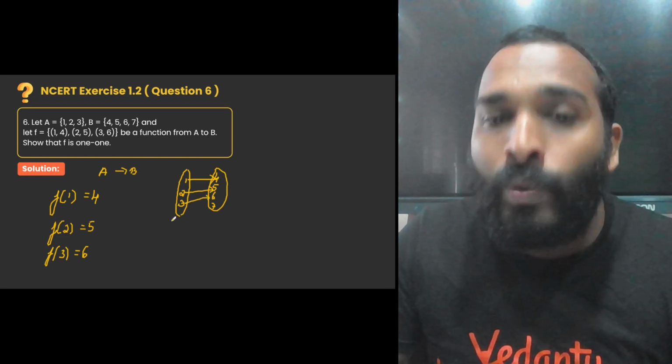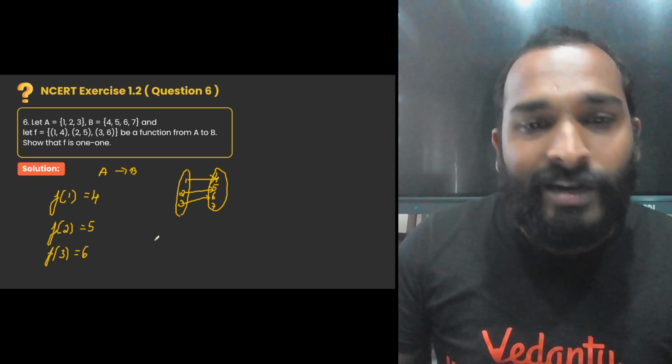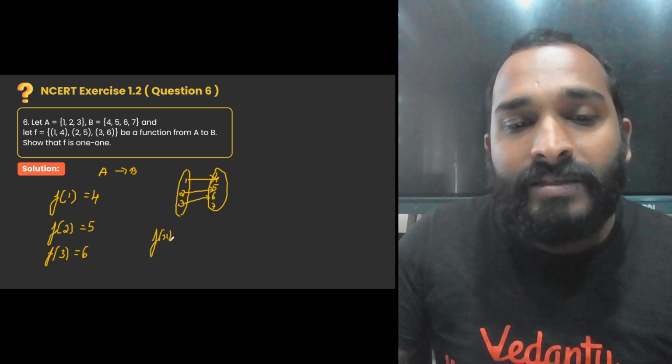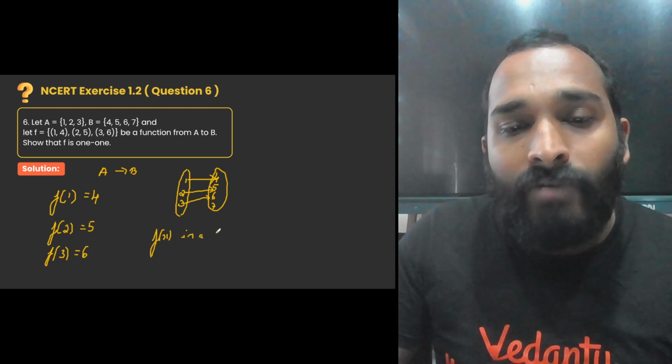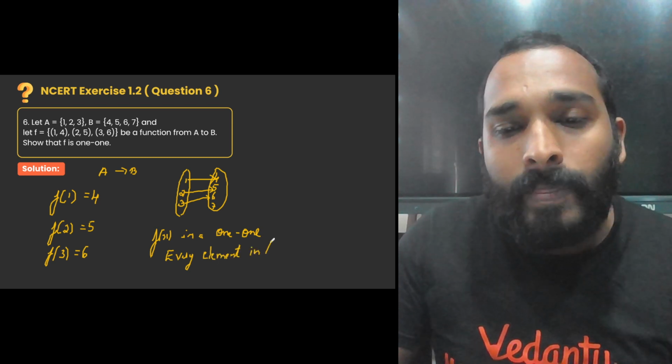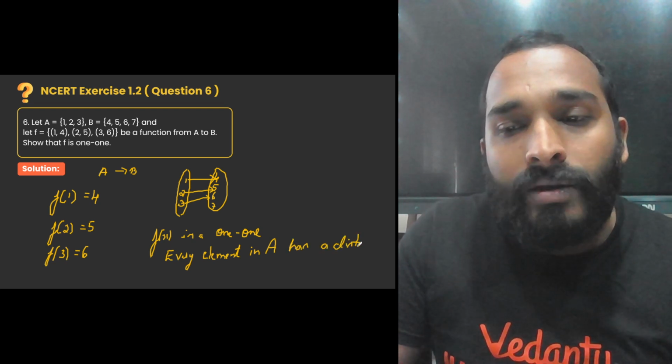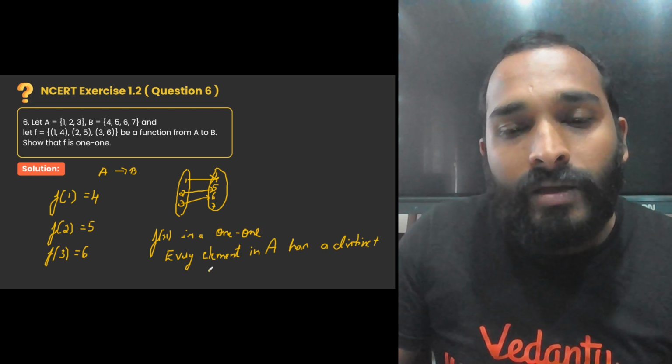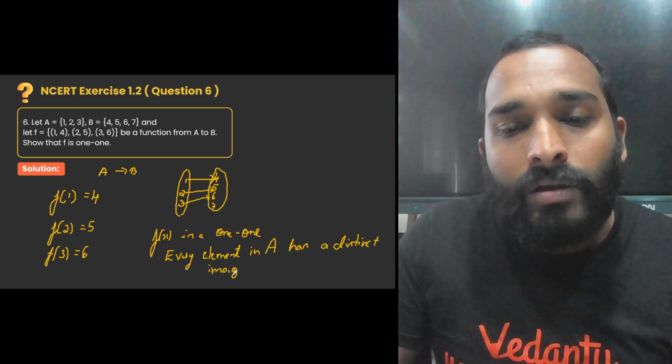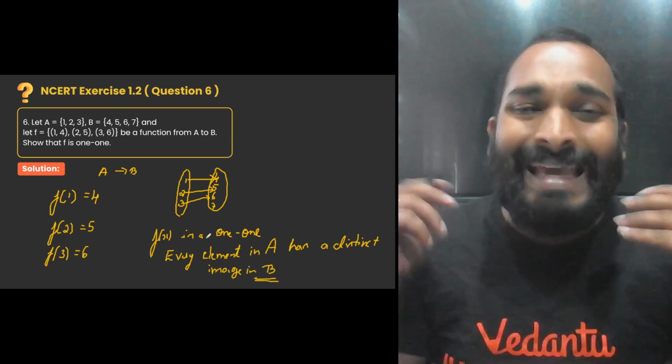And when we are talking about 1-1, we are bothered only about the domain, correct, children? So I can write f of x is a 1-1 function. Why? Because every element in A has a distinct image in the codomain, has a distinct image in B. So this is the reason this is a 1-1 function. Easy and simple question, children.